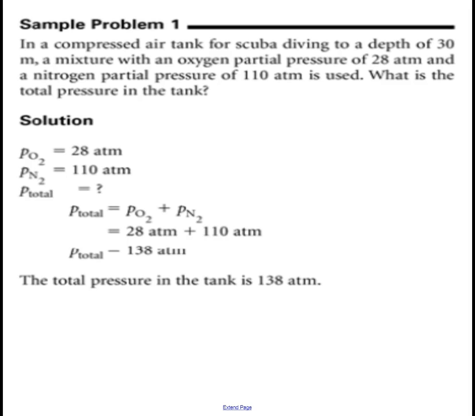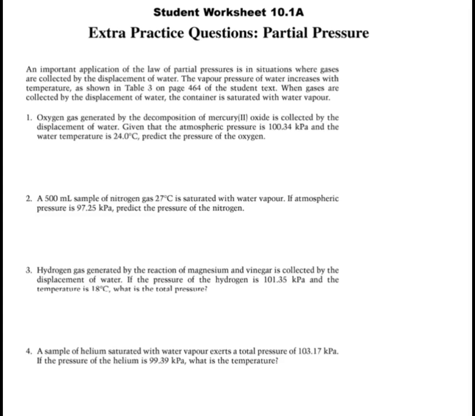And this sample problem would just be a real direct application of the law of partial pressures, where we're given the individual pressures of the component gases. Simply a matter of ensuring that they're both in the same unit and adding them together. So not much challenge involved in a question like that. A slightly more challenging question might be like number 1 in our student worksheet, 10.1a, where we have the temperature of water and we're given the atmospheric pressure.